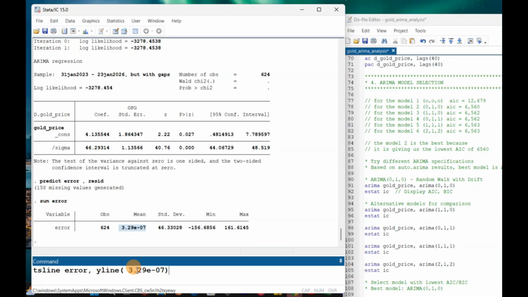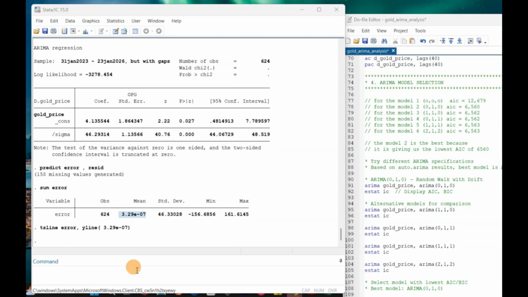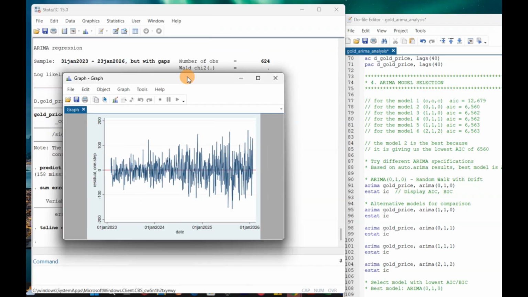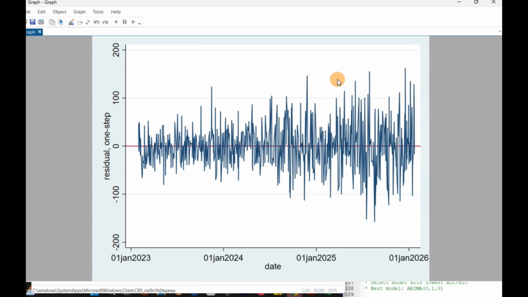Yes. When the probability is 0.99, it means we fail to reject the null. So our residual is white noise, which means it is not serially correlated. Do you remember the properties of white noise? Yes, we do. The mean.